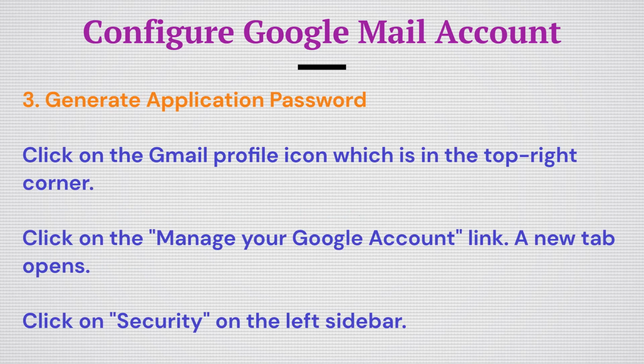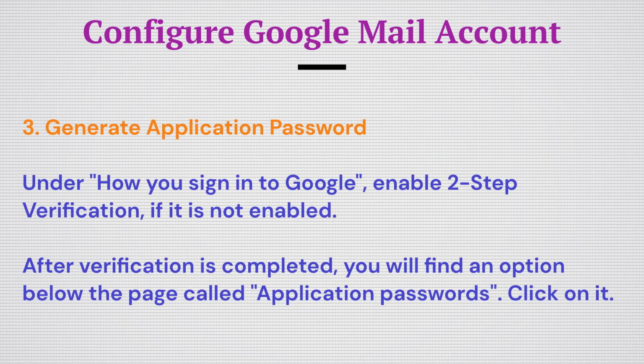3. Generate application password. Click on the Gmail profile icon which is in the top right corner. Click on the Manage Your Google Account link. A new tab opens. Click on Security on the left sidebar. Under How You Sign into Google, enable two-step verification, if it is not enabled.